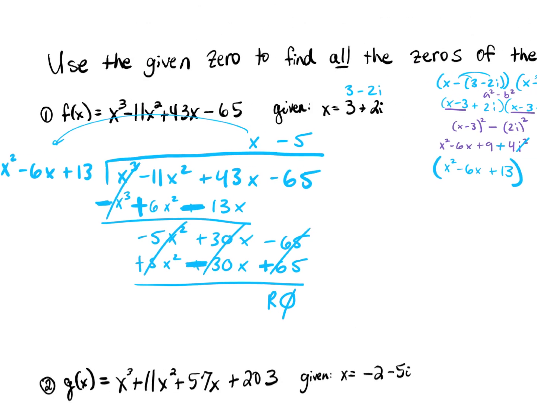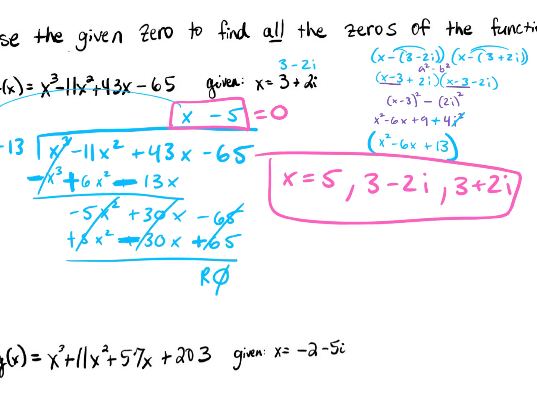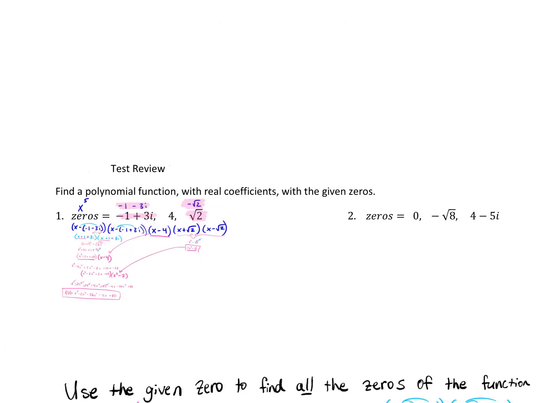Now, the question asks us to find all the zeros. With what I have so far, how can I find my remaining 0? What would I need to do? If x minus 5 is a factor, how do I find the 0? Set it equal to 0. So x equals 5. So x equals 5, x equals 3 minus 2i, and 3 plus 2i. These are 3 zeros here. And since it was x to the 3rd power, we knew we were going to have 3 zeros. So let's take a look at number 2.